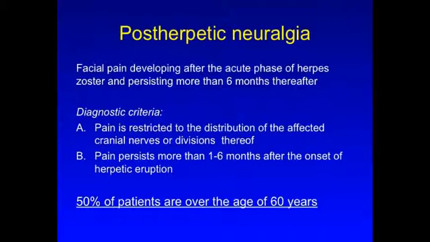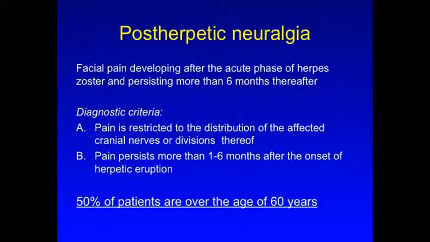All right. So the definition is basically the same as for postherpetic neuralgia in other areas, thoracic areas, for example. It's a pain which develops after the acute phase of herpes zoster infection and persists for more than 6 months or thereafter. Now, if you ask Dr. Portnoy about the definition of postherpetic neuralgia, and he will agree with me on that, there's really no set time for defining it.